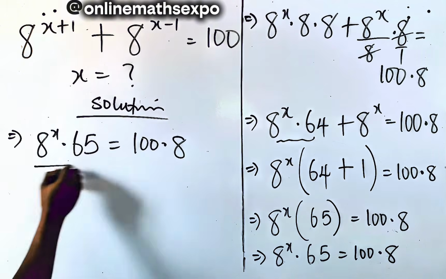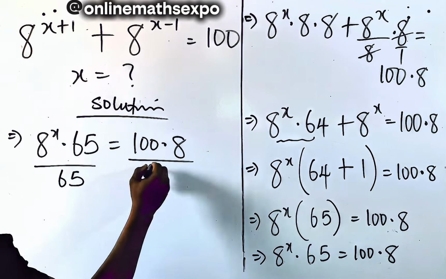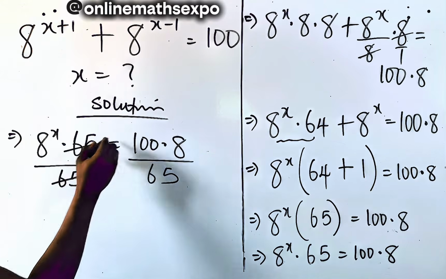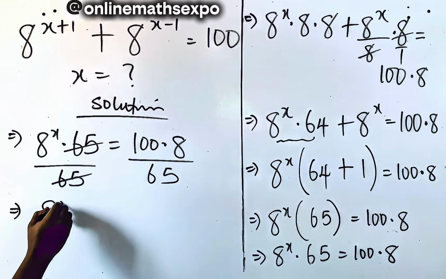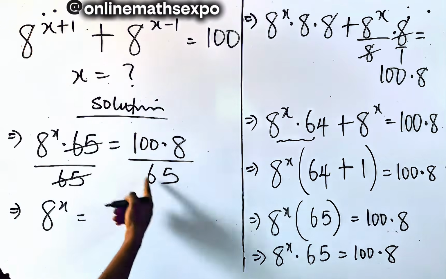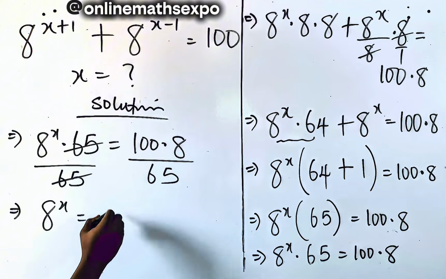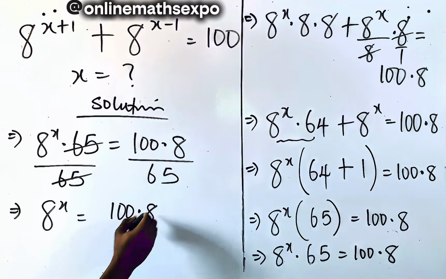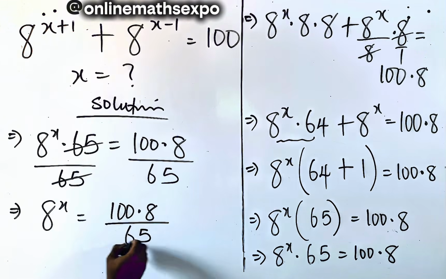To clear this, we said divide by 65, and you do the same here. So this takes off this. We now have 8 to the power of x is, now we're going to simplify this. So we have 100 multiplied by 8 divided by 65.